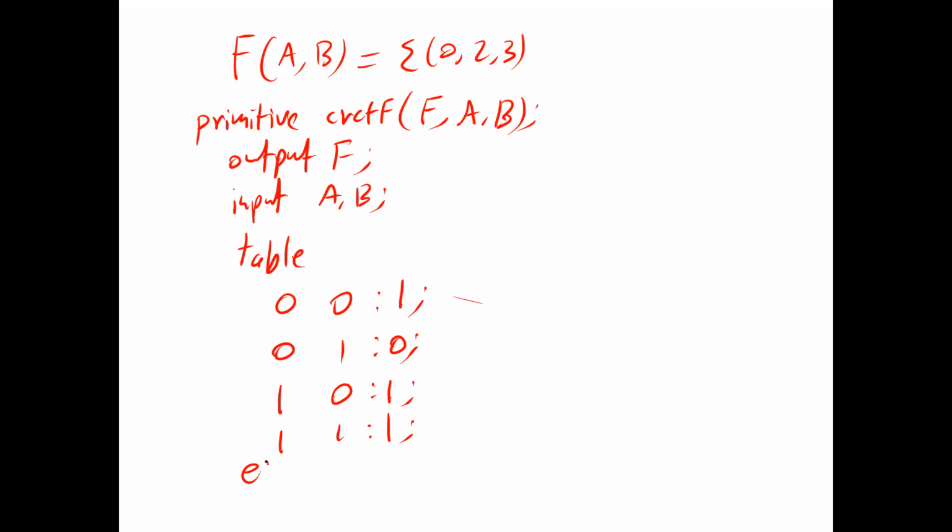If you're done, use the keyword endtable. And since this is all we have, we're going to finish the primitive with endprimitive. This is just a straightforward implementation of your truth table. Okay? That should be pretty easy and straightforward to do.